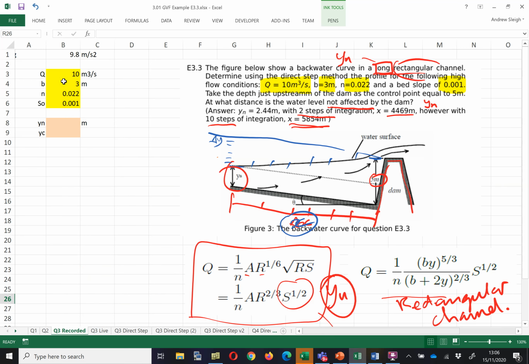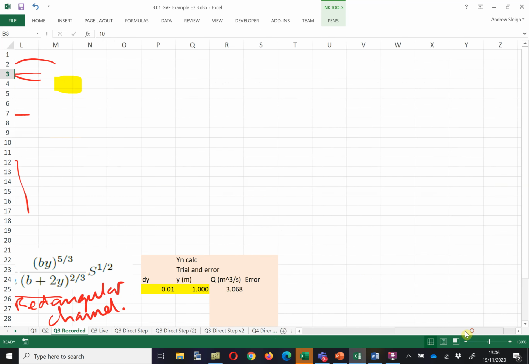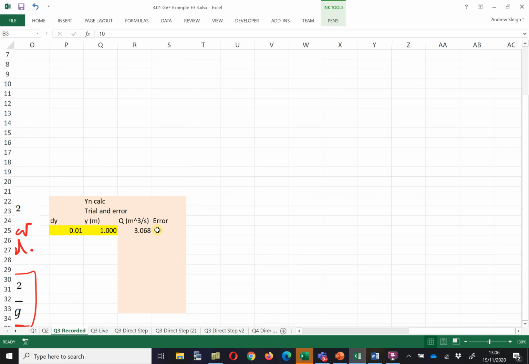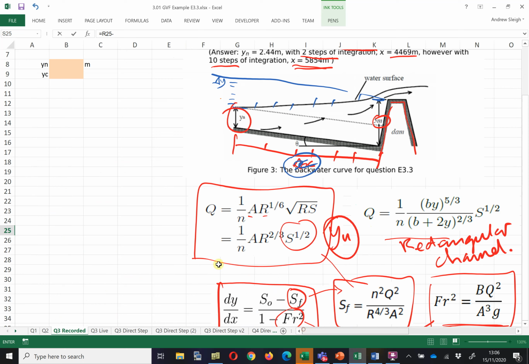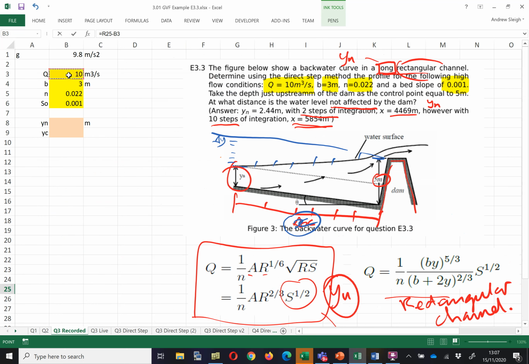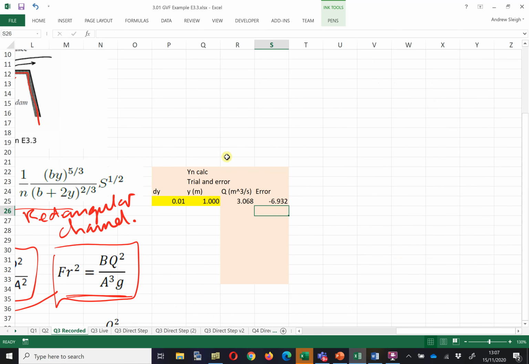Well, what's the Q we're after? After meters cubed per second. We're after 10 meters cubed per second. So let's go back and put in an error value here. This is useful. We'll have this minus the Q value that we're aiming for, which is 10, and we fix that. So the error is, well, -6. Doesn't matter about the sign. We're interested in getting this error to 0.